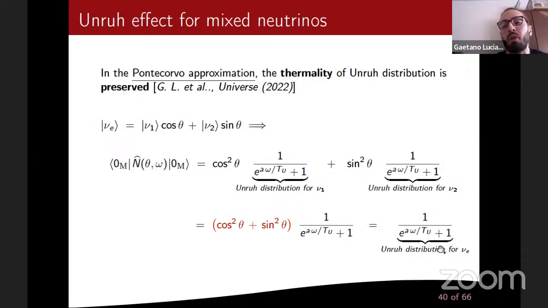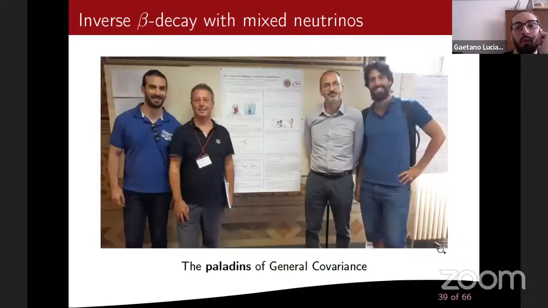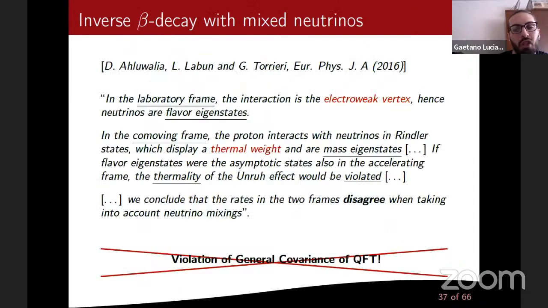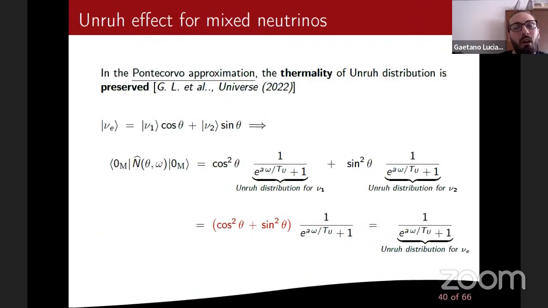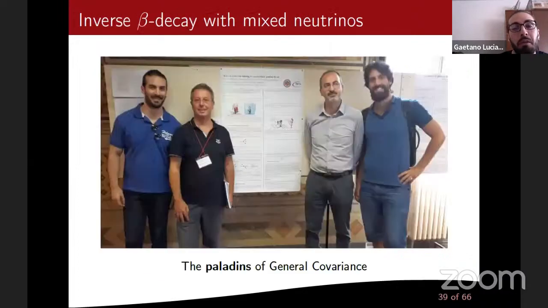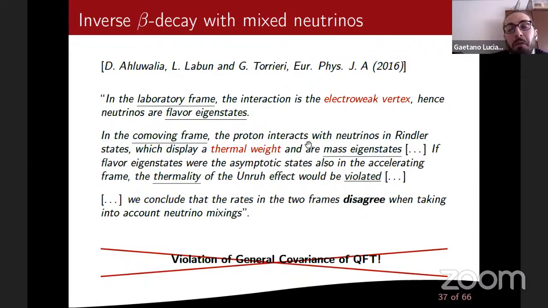So as far as you work with Pontecorvo states, which is the limit where they are working, you don't have any violation of the thermality of the Unruh effect. So in principle, this claim has no computational support. It's just a claim. We preserve the thermality of the Unruh effect, and we can say that Unruh is happy as far as we work in this limit.